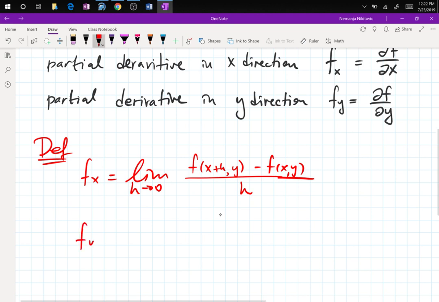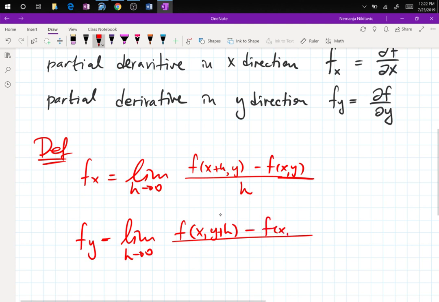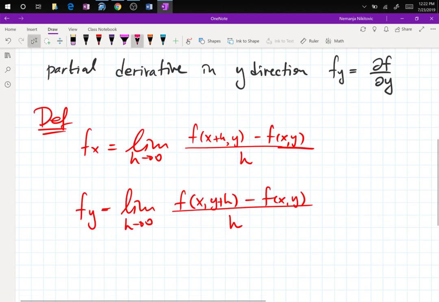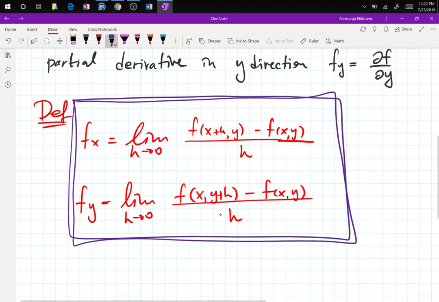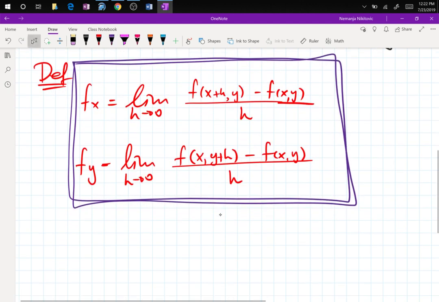And now for the partial derivative with respect to y, limit as h goes to 0, you have f of (x, y plus h) minus f of (x, y), over h. So this one is just in terms of y. And this is the formal definition. Now, obviously, we don't use these. These are just there to define things. We use those shortcut methods you guys learned in Calculus 1.